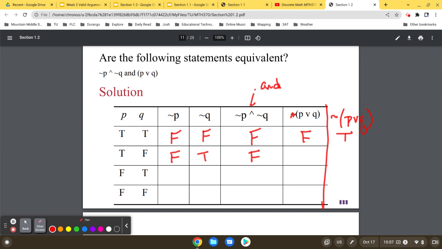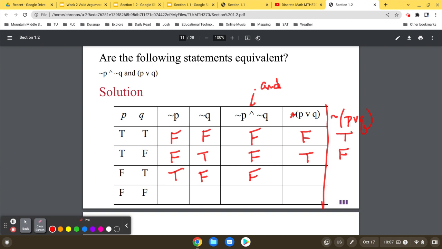We come over here, we have P or Q. So P or Q, one of them is true, so that's true. But then we negate that and turn it into false. Okay, the next one, we negate the first one, that's true. The second one, that's false. This is an and, so a true and a false. So that's going to be a false.